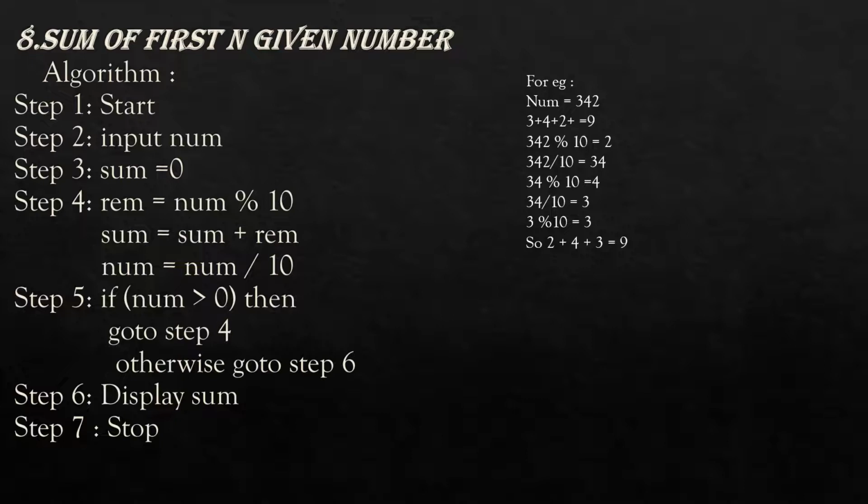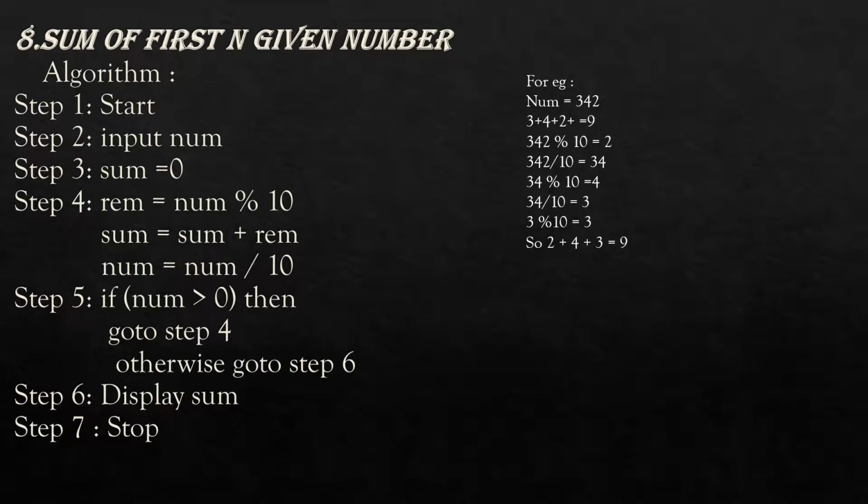Okay, now sum equals sum plus remainder. What is sum? Sum is 0. 0 plus remainder 2, 0 plus 2 will be stored in variable sum. So now the value of sum is 2.